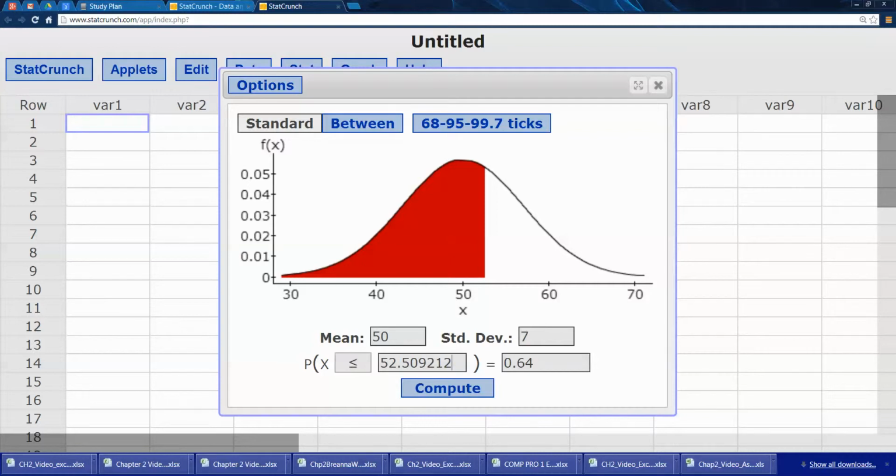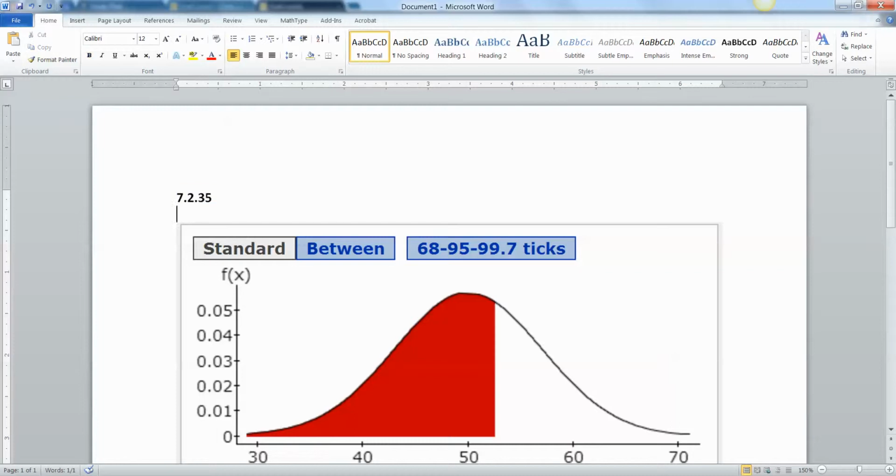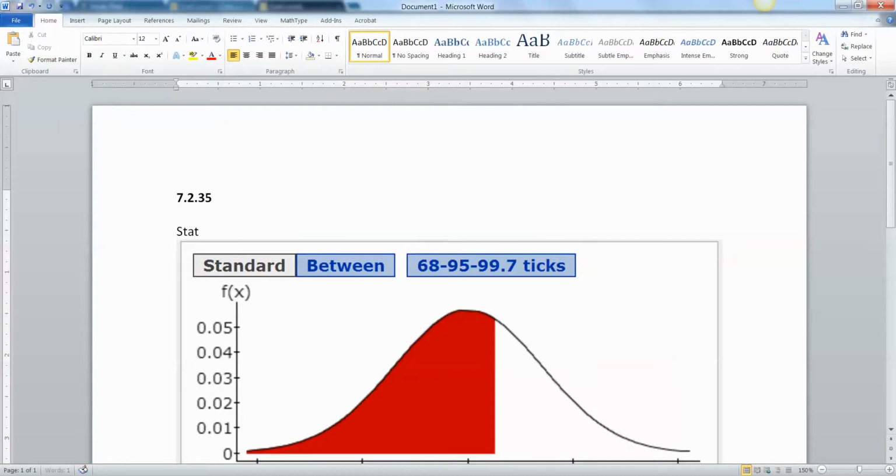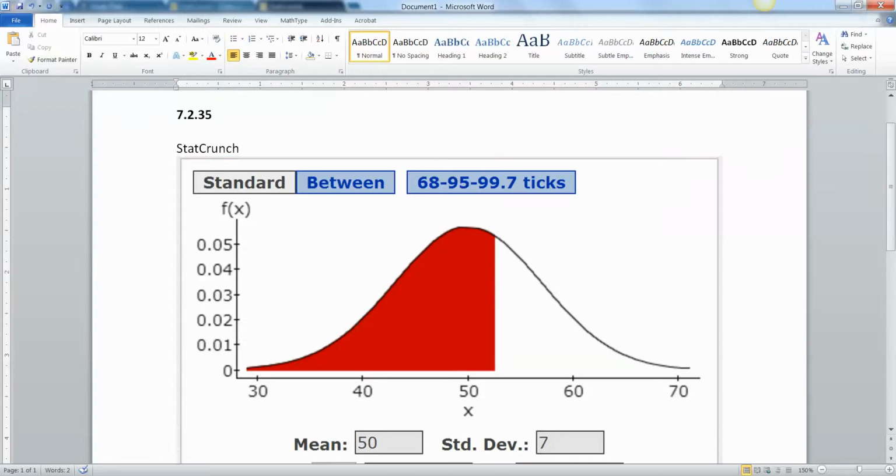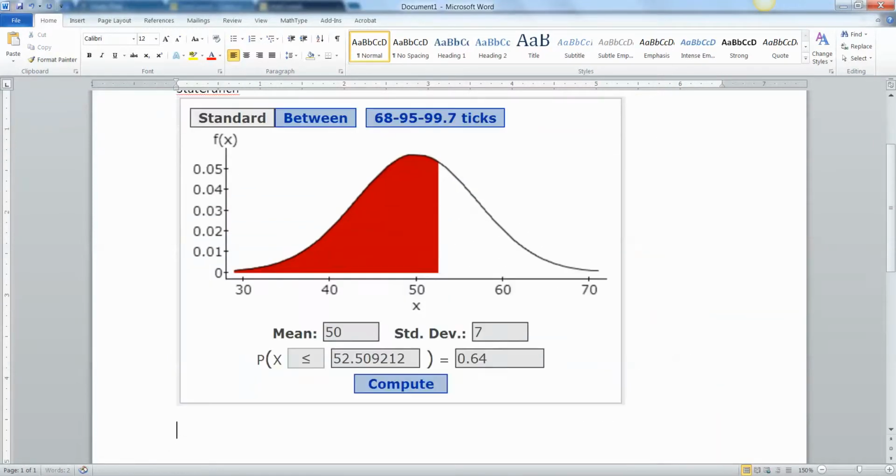Let me make a picture of that. Hold on one second. There we go, I copied and pasted it in. So this is the StatCrunch way, and we already did that one. Then let's say you don't have StatCrunch or you're not using StatCrunch. You could do it another way.